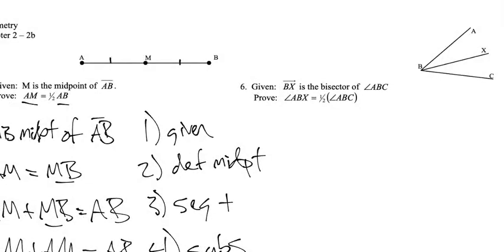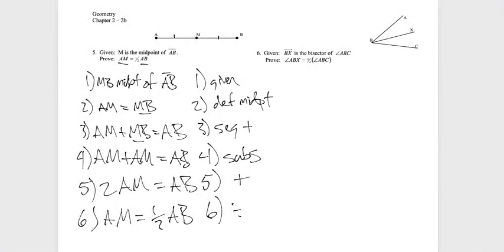So I see a similar problem for number 6. It's just angles instead of segments. So I really should have a lot of the same steps. I'm just going to do an angle addition, not a segment addition, before I do my substitution that could be condensed right away and then divide to get 1/2. But really, it should be the same thing.